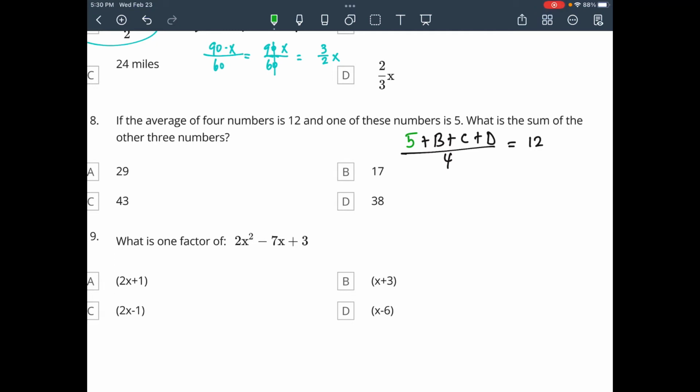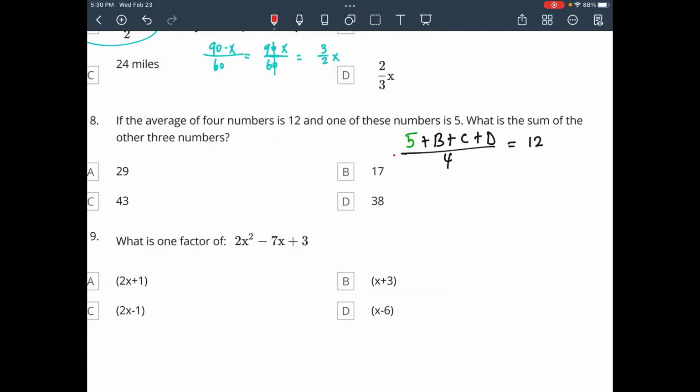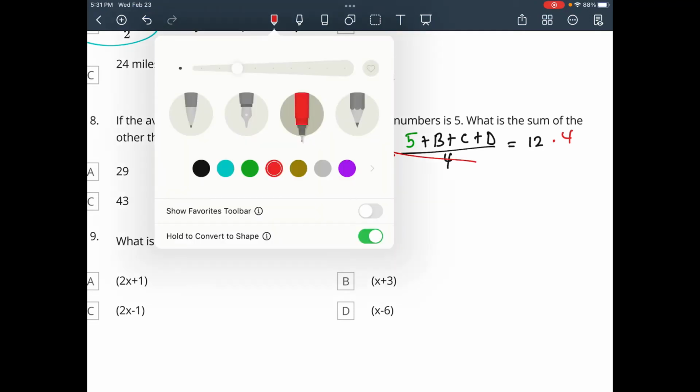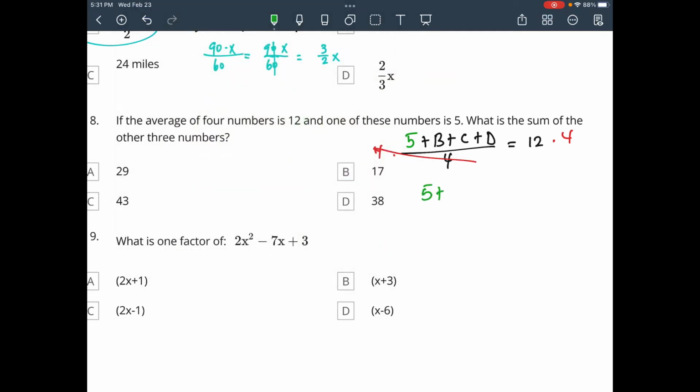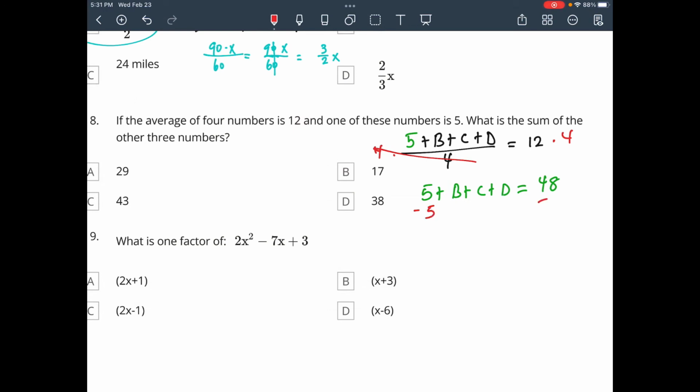Well, to solve this, I'm going to put times 4 to both sides. Then we have 5 plus B plus C plus D is equal to 12 times 4 is 48. Then subtract the 5. So B plus C plus D is equal to 48 minus 5, and that's what, 43?